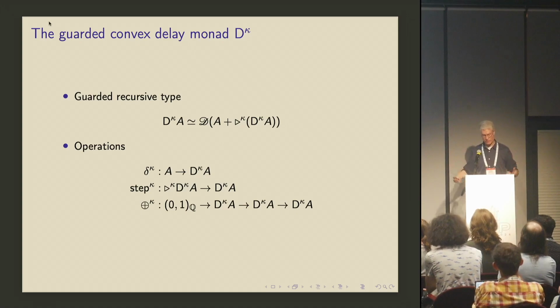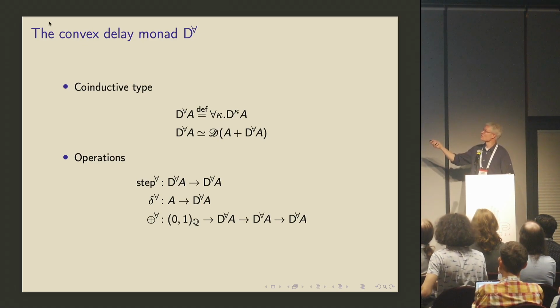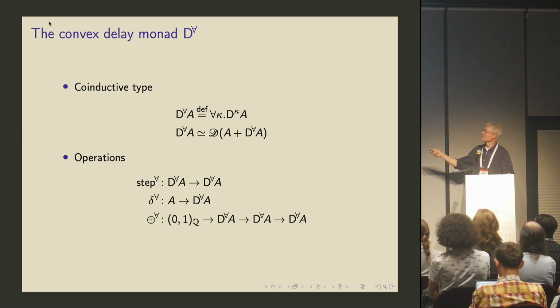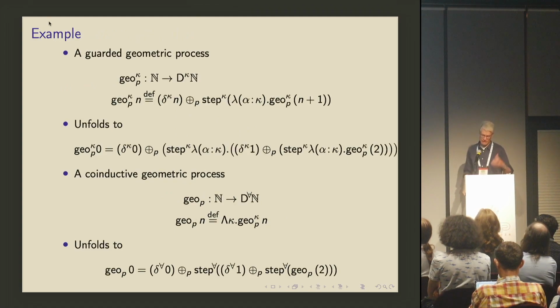If I universally quantify over the clock kappa, then I get the co-inductive type. And this is the co-inductive solution to this type equation here. And again, I get introductions here. Here's a Dirac, and there's a step, and there's no later here. That's the benefit of the co-inductive one. And then there's this probabilistic choice operation again. Before I do that, let's look at an example here.